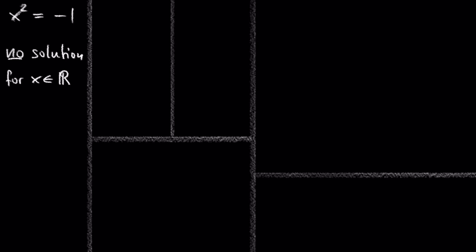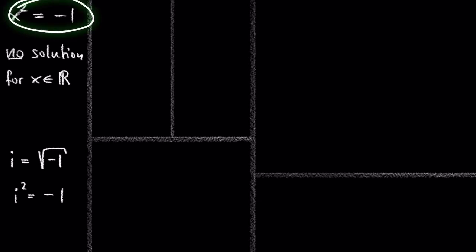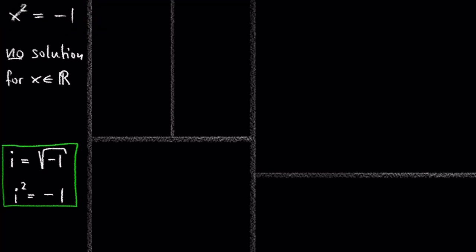To provide a solution for these kinds of equations, mathematicians have invented the complex numbers. The imaginary number i, defined as the square root of -1, where i squared equals -1, is a solution of this equation. i is the basis of the new number system.